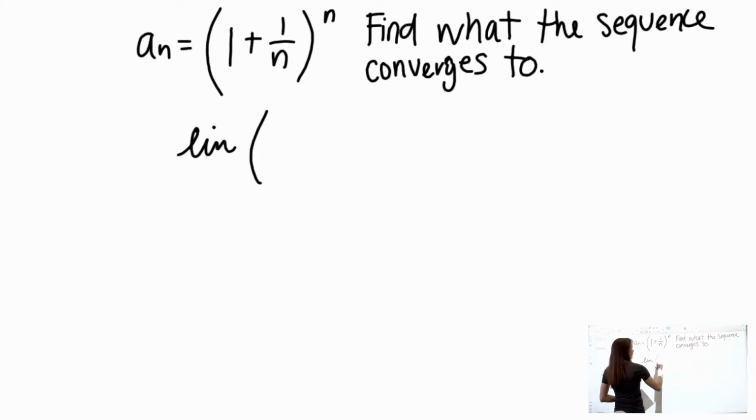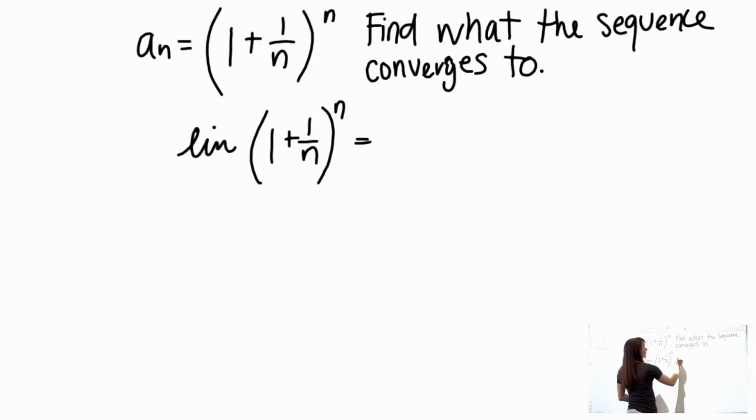So we have the limit of (1 plus 1 over n) to the n, and we're going to call this limit L. Now if we just take the limit like this, it's going to be indeterminate because we're going to be raising something to the infinity power. So what we need to do is manipulate this side so that we can get it to a limit that we can actually take.